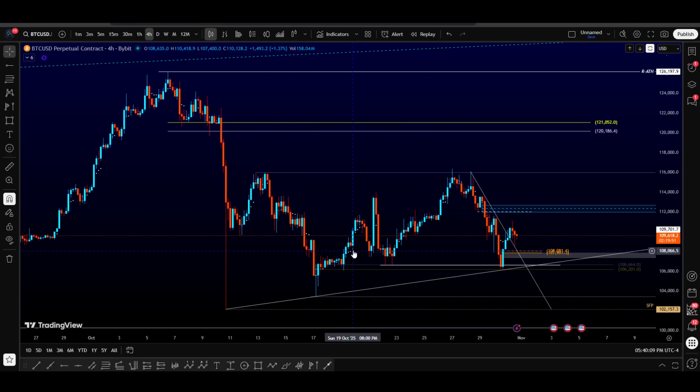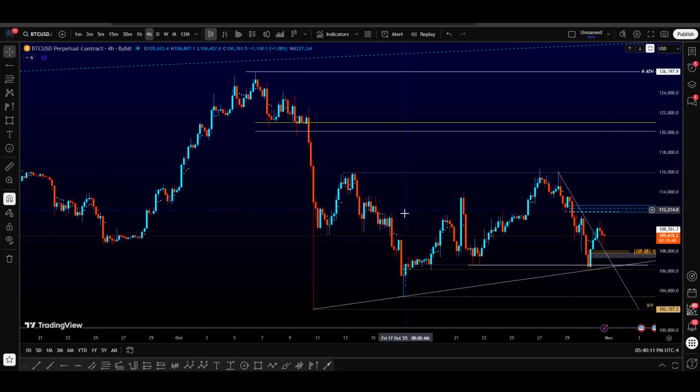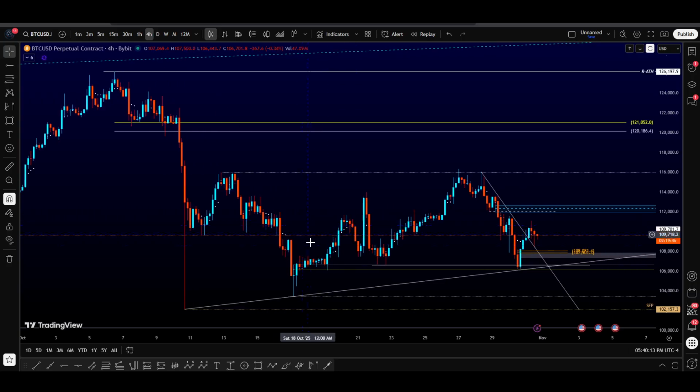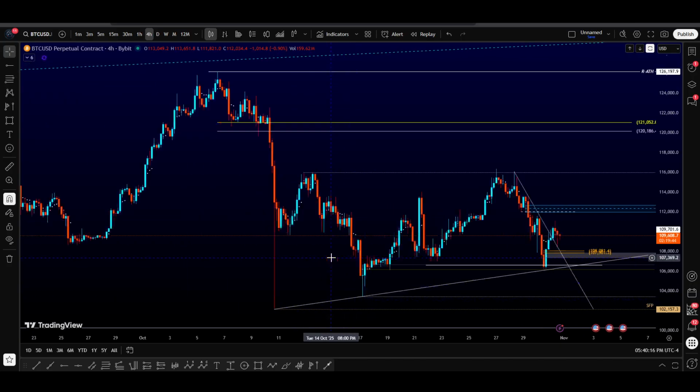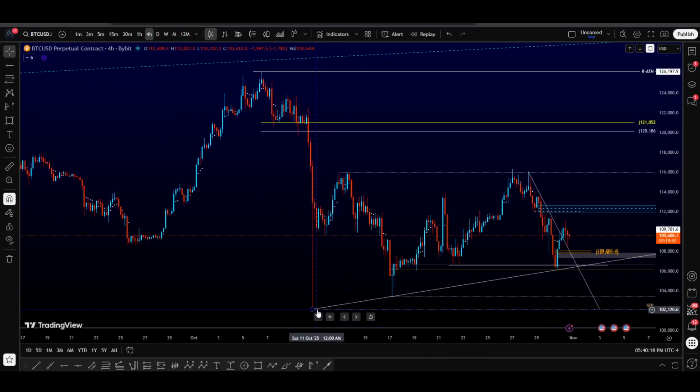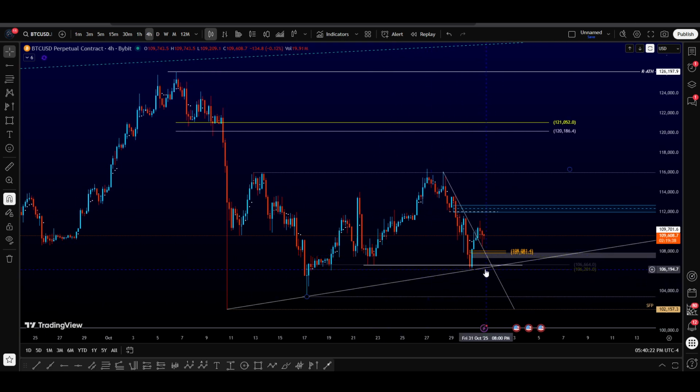So in order to analyze this, we're going to keep things very simple. We mark out the range high, mark out the range lows. We had a double pivot right here, causing a trend line to happen. And as you can see here, Bitcoin's last pivot ended up testing that trend line one more time, the third time, creating a nice impulse to the upside.